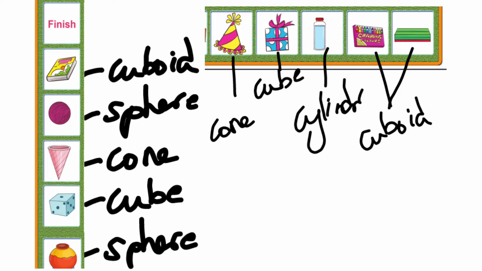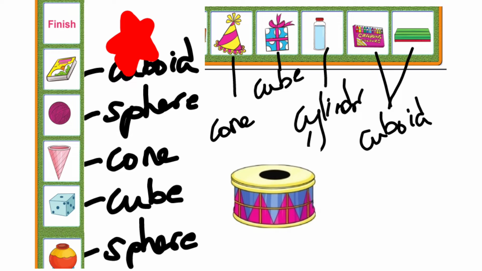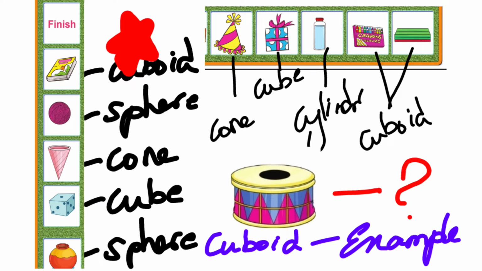And children, this question is very important for your examination. They might give you any picture and ask what type of shape this is, or they will give a shape. For example, they will give you a cuboid and ask you to draw any picture which is in cuboid shape. Okay.